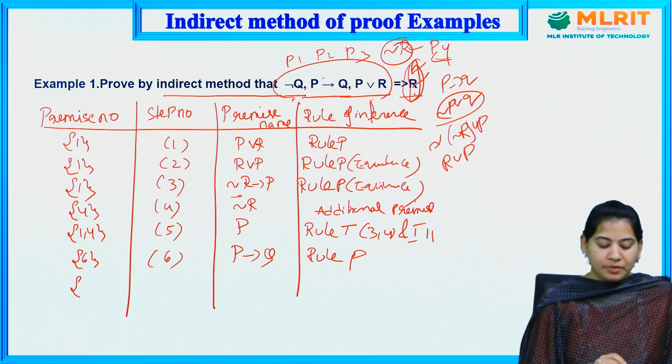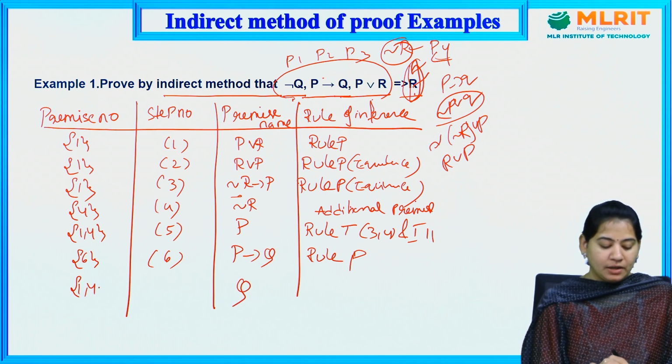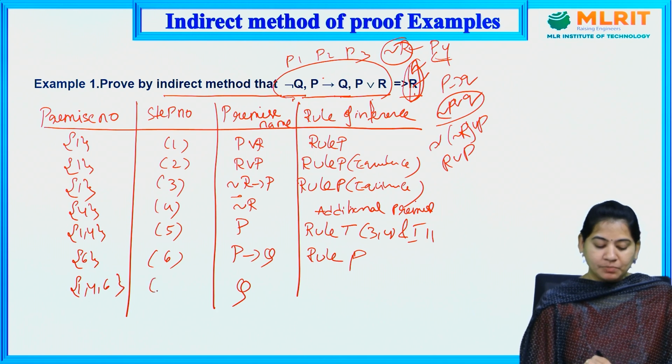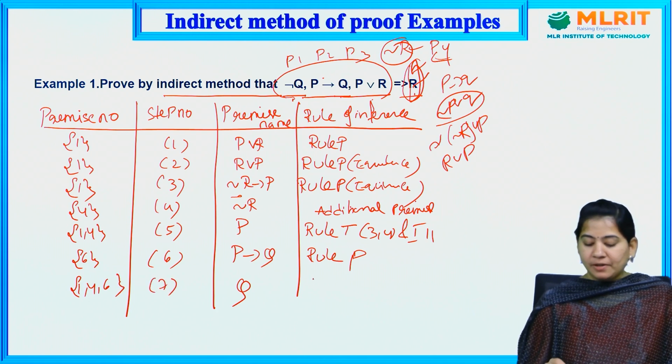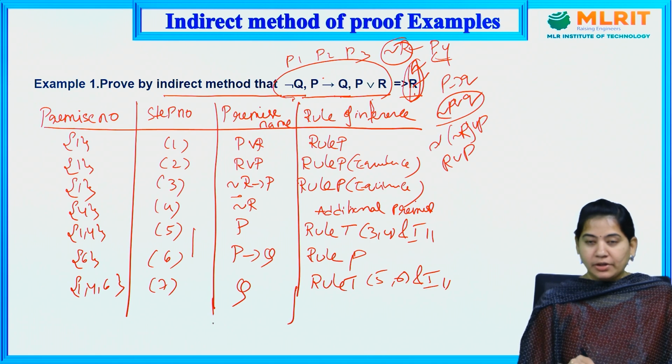Next, by using P comma P implies Q, you will get the answer as Q by using I11. So the same thing here: premise numbers 1, 4, 6, and step number is 7, and here rule T. By using the 5, 6 steps, by using the I11 formula, I got Q here.